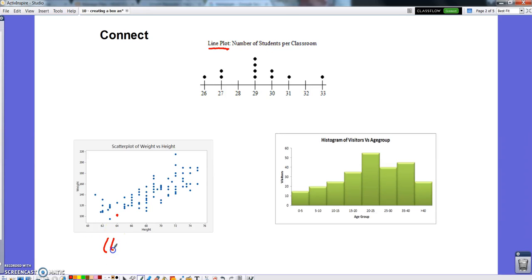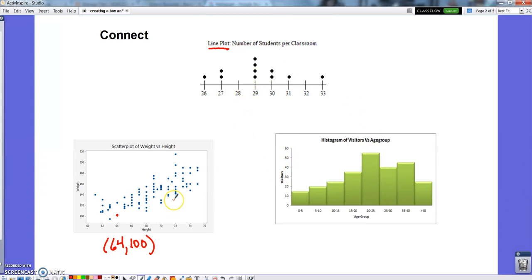That means that person was 64 somethings high and about 100 somethings in weight. So it lets us see two pieces of data, the height and the weight, about something at the same time on a scatter plot. And we also looked at histograms. This is a histogram of how old visitors were to some place versus how many. So if you were 0 to 5 years old, 15; 20 to 25 years old, about 55.